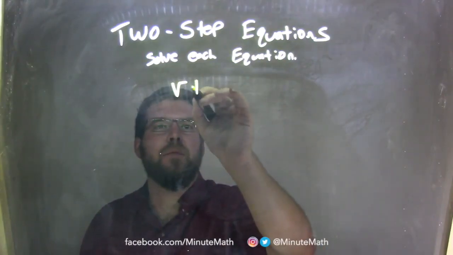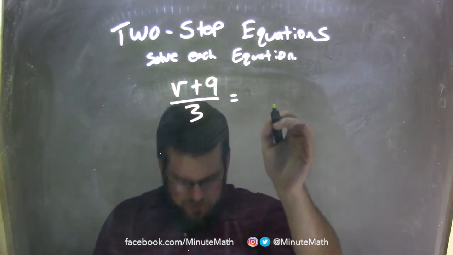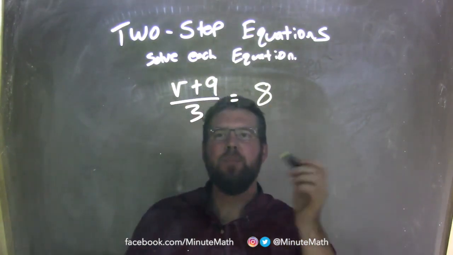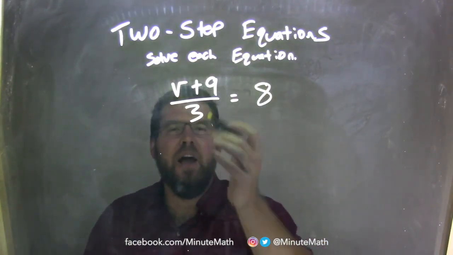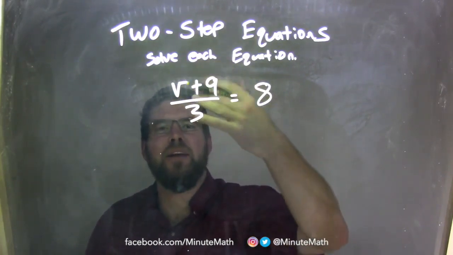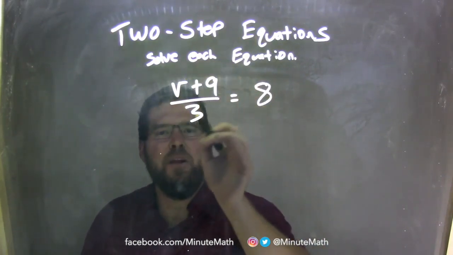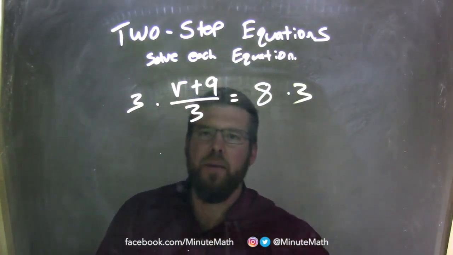(V plus 9) over 3 equals 8. So (V plus 9) over 3 equals 8. Well, I have that division here. That divided by 3 I need to deal with first, because the V plus 9 is in the numerator and the denominator is just a 3. I need to get rid of that. That's division, so the opposite of division is multiplication. Multiply by 3 on both sides.